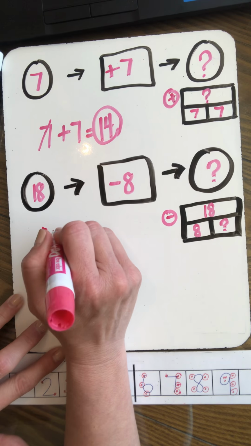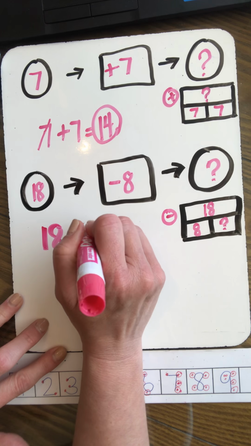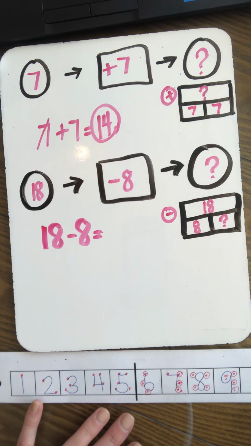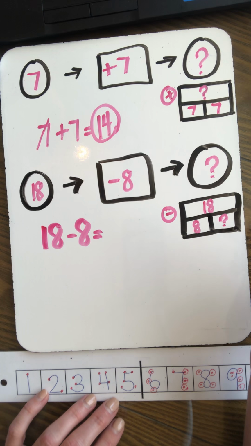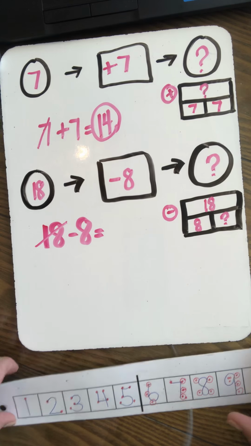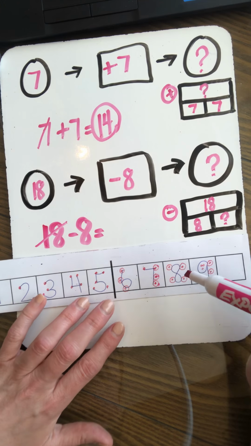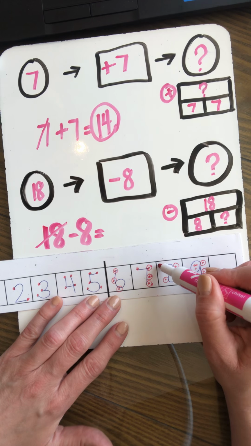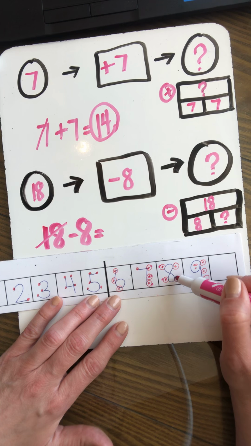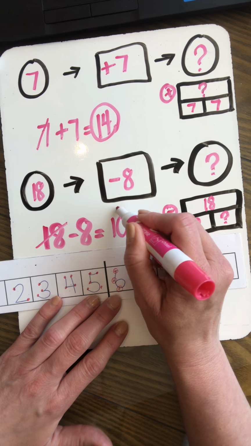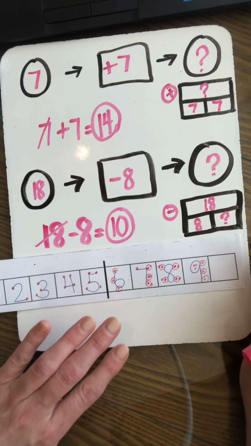So I'm going to start with 18, which is my whole. I'm going to subtract the part, and I'm going to find the missing part. When I subtract, I touch the first number, say its name, and count back on the other number. So 18, 17, 16, 15, 14, 13, 12, 11, 10. 10 is the answer I landed on, so it is my answer.